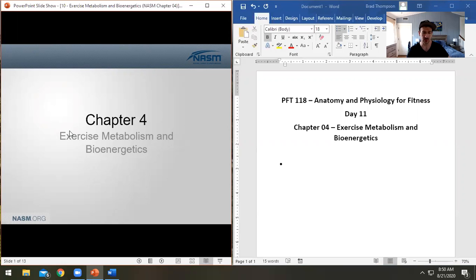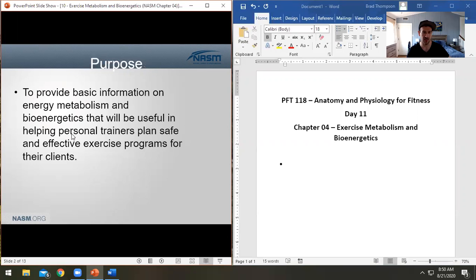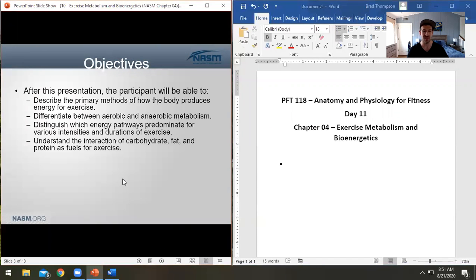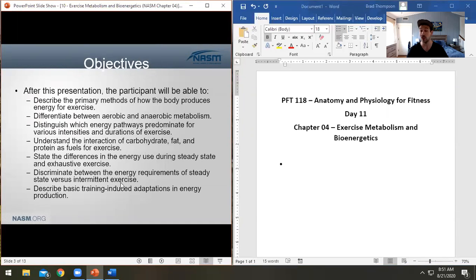So we are going to be looking at basic information on energy metabolism and bioenergetics that are helpful for us to create and implement effective exercise programs for our clients. So the goal here when we're talking about metabolism is really just to understand which things enhance our ability to write an effective program. We want to target the right energy systems.